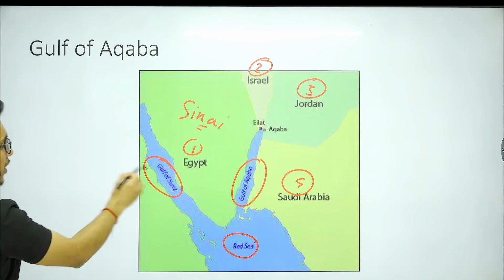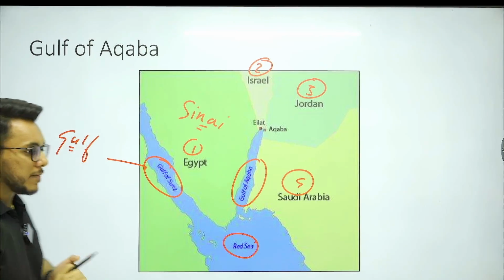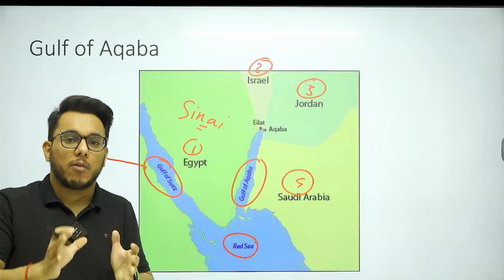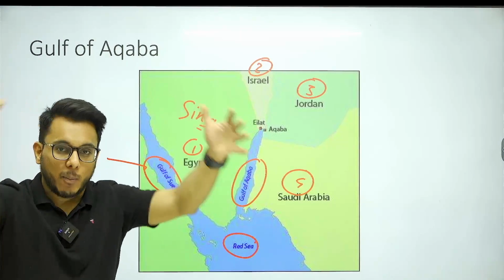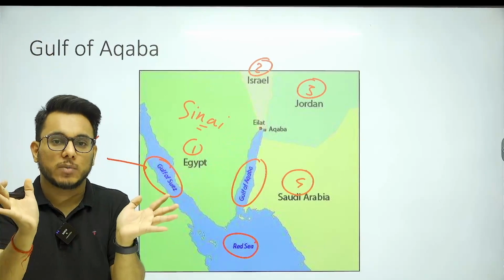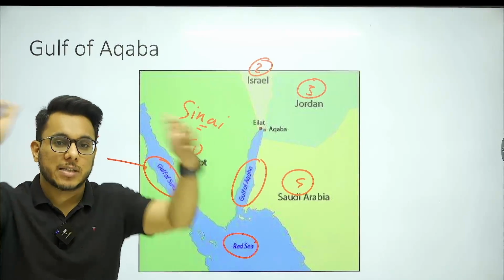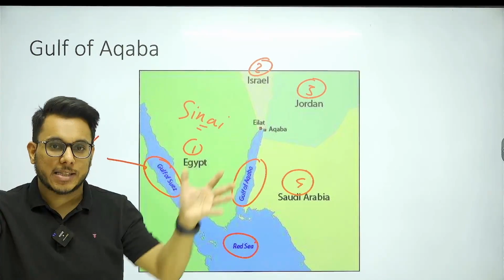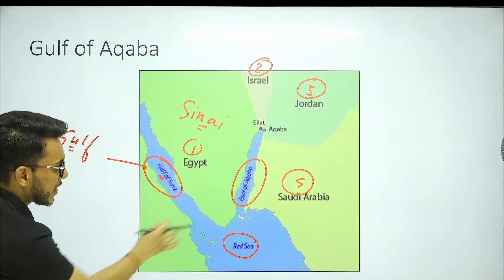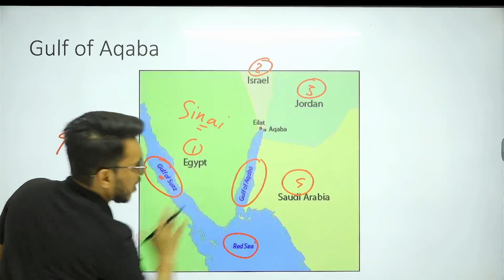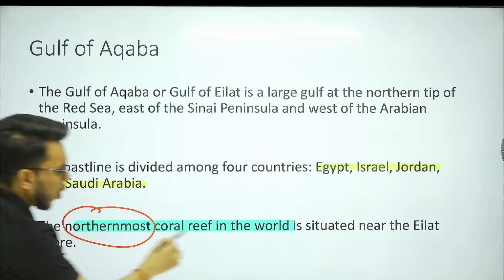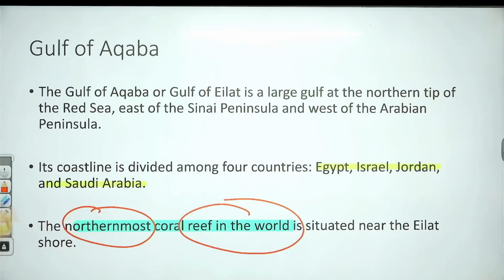Now guys, understand this particular thing. What is a Gulf? A Gulf is a water body which is entrenched in the land area, a body surrounded by land from the maximum number of sides. When there is a piece of land surrounded by water from three sides, we call it a peninsula. But when there is a water body surrounded by land on three sides or on the maximum sides, we call it a Gulf. Gulf is an entrenched water body in the land. So here we have Gulf of Suez, and here we have Gulf of Aqaba. Also, Gulf of Aqaba has the northernmost coral reefs in the world.